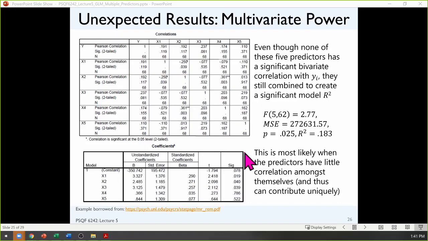So this is an example in which, here's a correlation table. This is SPSS output, by the way, that I borrowed from Cal Garbin at the University of Nebraska to make this point. Here is Y, and the first column is the correlation of five different predictors. None of them is significantly correlated with Y. Nevertheless, if you put them in the same model at the same time, the model actually is significant. So again, just because something's not related by itself doesn't tell you necessarily what's going to happen when you put it together with other things. This is more likely to happen when the predictors don't have much correlation, and so each of them gets a strong, unique contribution.